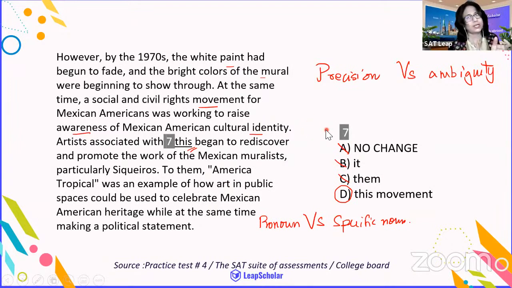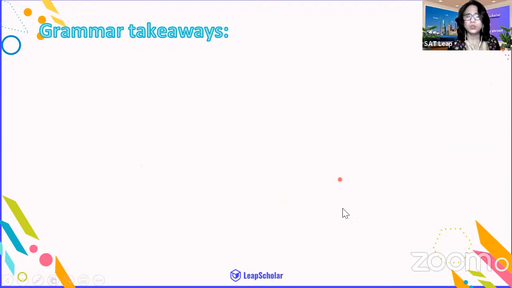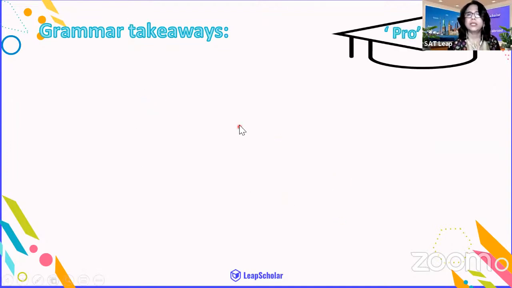The SAT focuses on grammar, then precision, and then lastly, conciseness. Conciseness means the shortest answer. So you will look for the shortest answers only after the grammar and the meaning are perfect. So don't go for the shortest answer in this case. Now I'm going to summarize what we have learned so far. These are all pro tips to make us professionals.